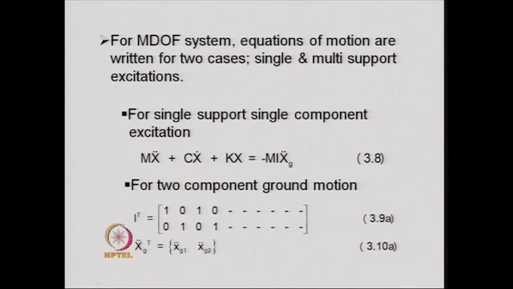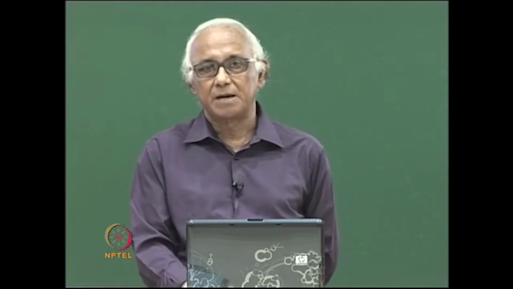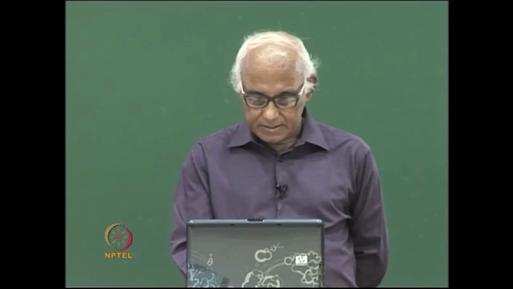Therefore, I am not going to derive these equations, but a simple way to write down the equation of motion for a multi degree of freedom system is to consider an extension of the single degree of freedom system, and in that extension we simply replace M, C, K by matrices called the mass matrix, damping matrix and stiffness matrix.